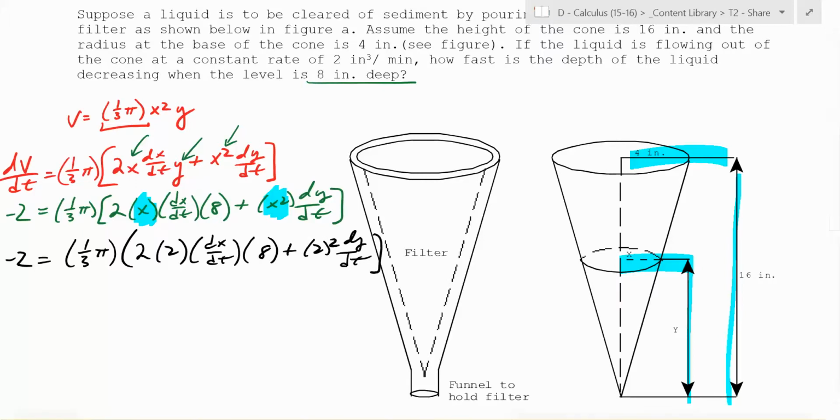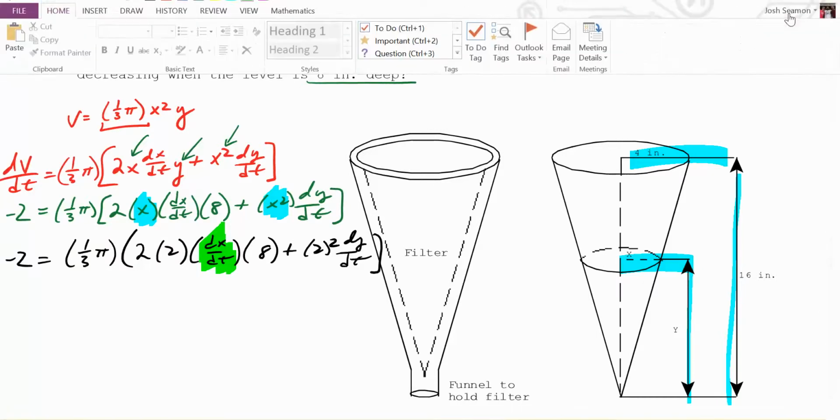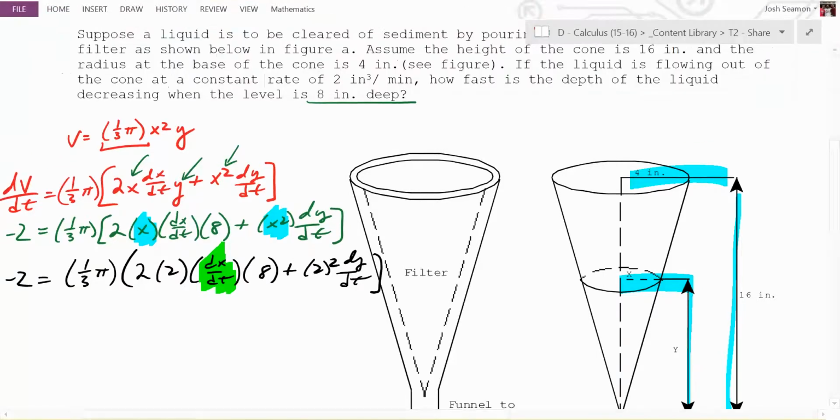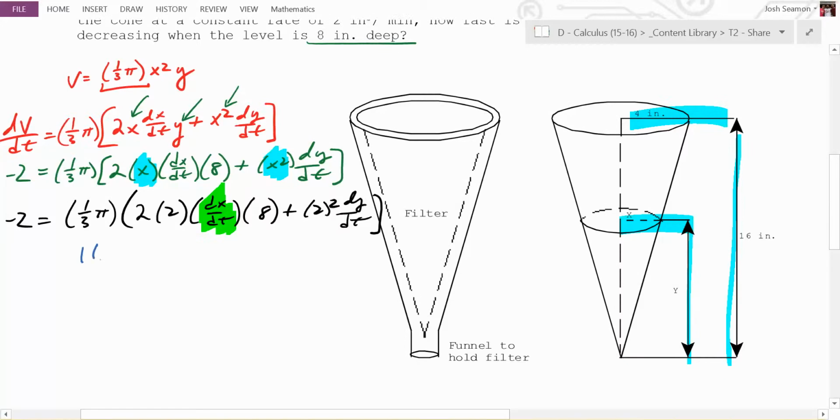But here's the thing, what's still left? What do you still have to find? dx dt. So if you want to find dx dt, you need to link x and y. What's the relationship between x and y? What's the ratio you could use? You know that 16 over 4 is equal to y over x.